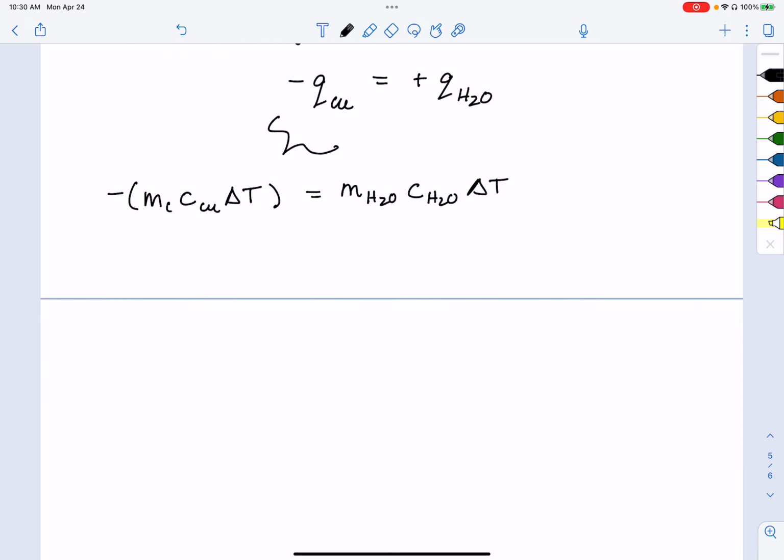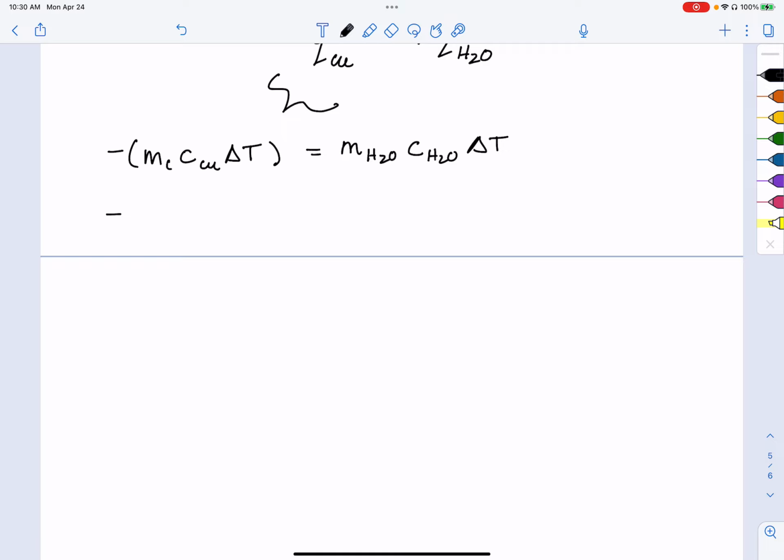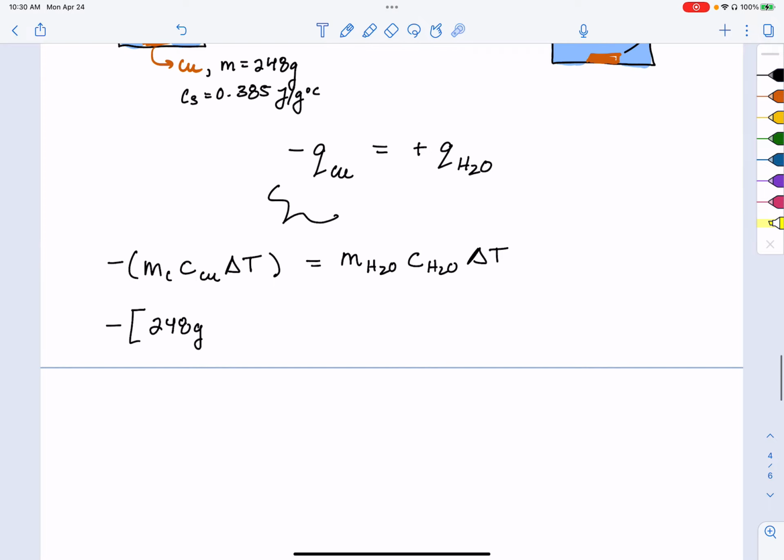So let's see if we can start plugging some things in. The mass of the copper, we were told, that the copper weighed 248 grams. So negative 248 grams. And then the specific heat capacity of copper, which is 0.385 joules per gram degree Celsius. And then we have this ΔT, which is final minus initial.